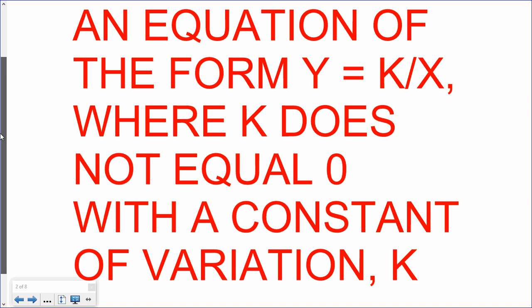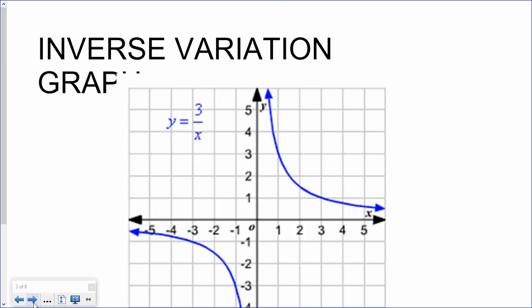Okay? Where it differs a little bit is the shape of the graph and what's going on for it, and the relationship. But we're still going to find k the exact same way. You just get k by itself and plug in x and y, and you'll find that, and that way you have your equation. All right?